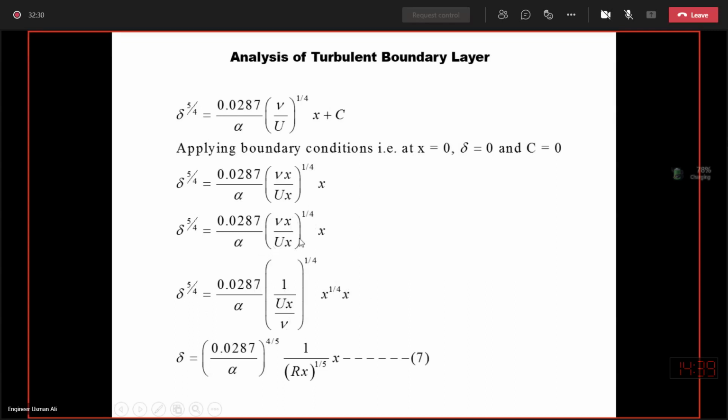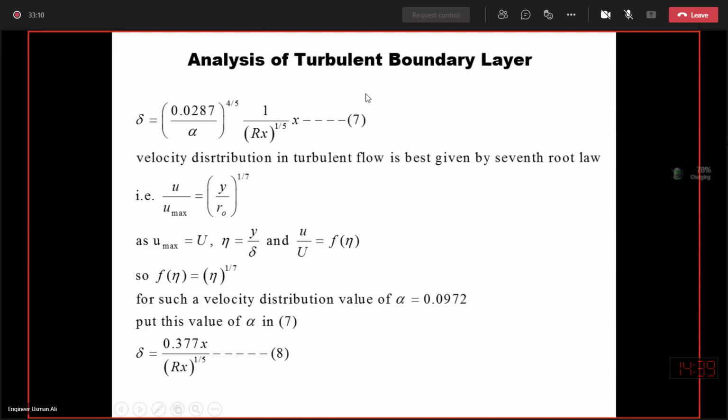Just to eliminate this power 5 by 4 for the del, taking the power 4 by 5 on this equation, del power 1 will be 0.0287 alpha power 4 by 5, and this will be power 1 by 4 into 4 by 5, so that will be 1 by 5. And this ux over nu is Rx, the local Reynolds number. And x power 5 by 4 into 4 by 5 will be power 1. So this is how we get this. This is the equation that you have to remember.